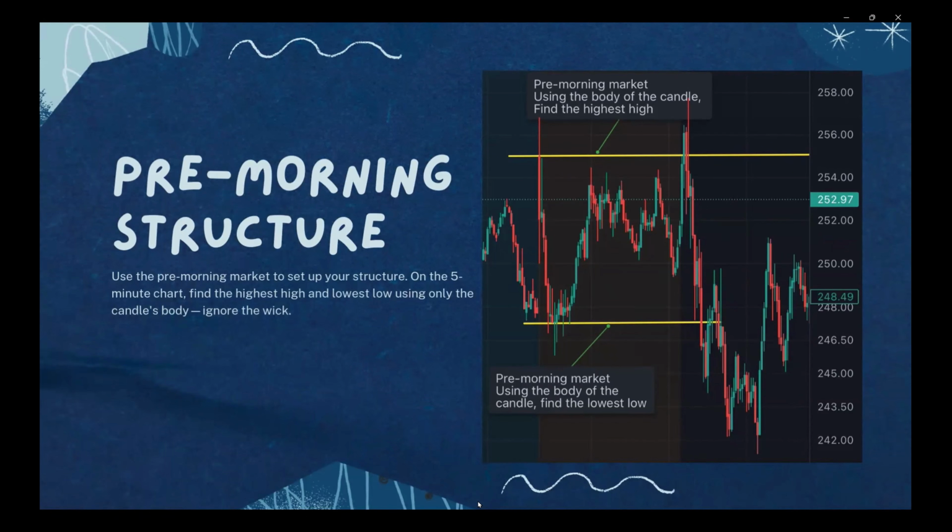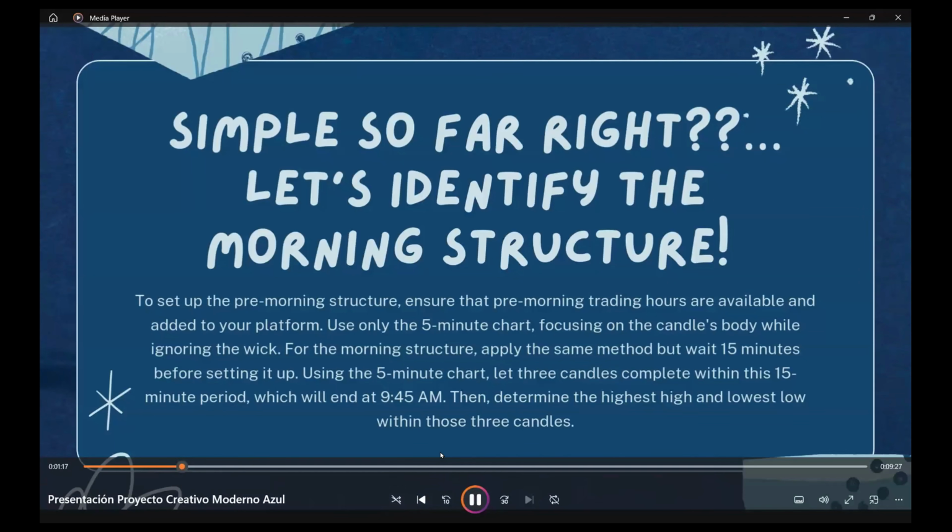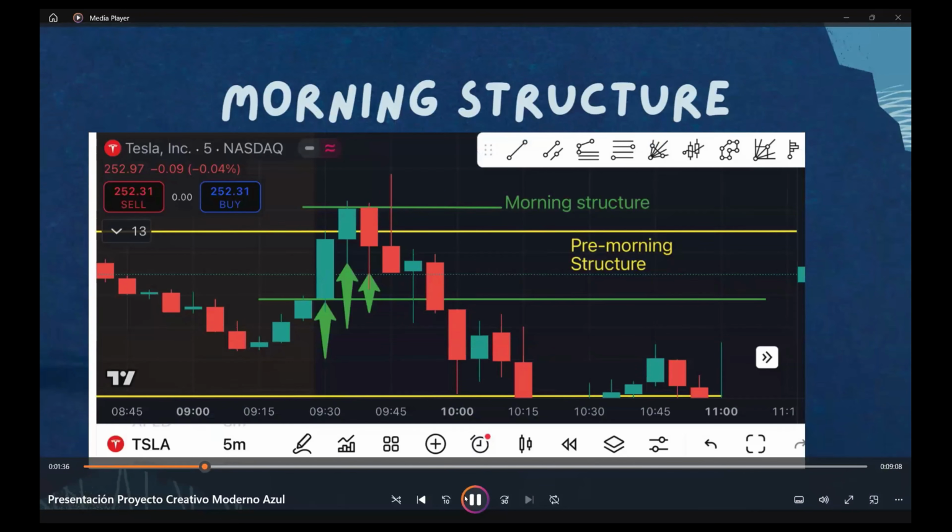Okay, once the structure is established, we're going to repeat the same process for the morning structure. Easy peasy. Next, we are going to identify the morning structures. We'll repeat the same process that we use for the pre-morning market. The 5-minute chart, the same process. We will only include 3 candles over a 15-minute period before we set up the structure.